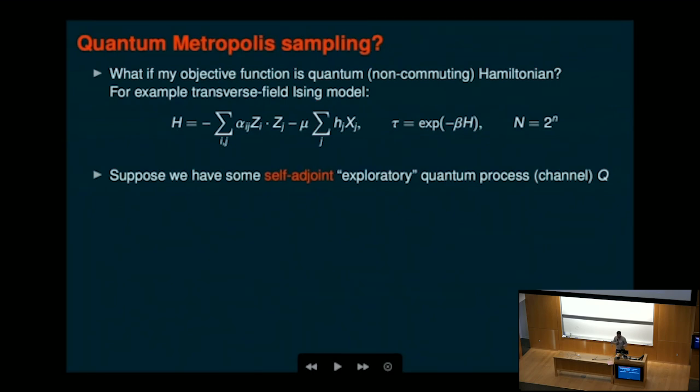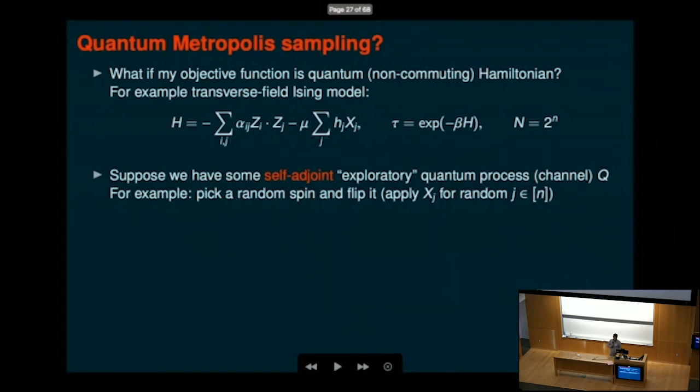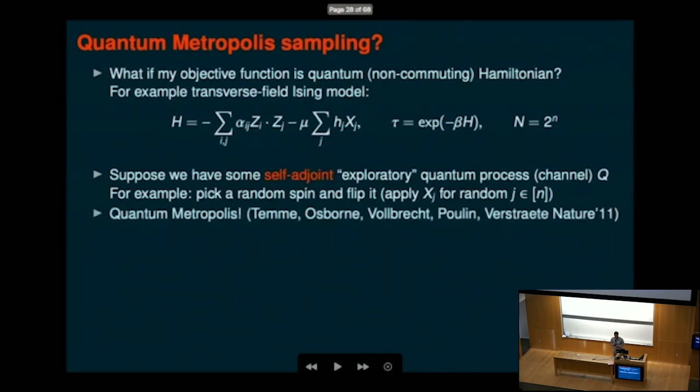And once again, what would be the natural analog of the classical case? Well, it turned out that the easy case was when we had a symmetric exploratory process. Symmetric corresponds to self-adjoint in the language of quantum mechanics. So we would like to have some self-adjoint quantum process, for example, a quantum channel, and start with that. We would like to modify, and once again, a good example would be, for example, pick a random spin and flip it, maybe flip with a Pauli X or a Pauli Z, something like that, for a random site.